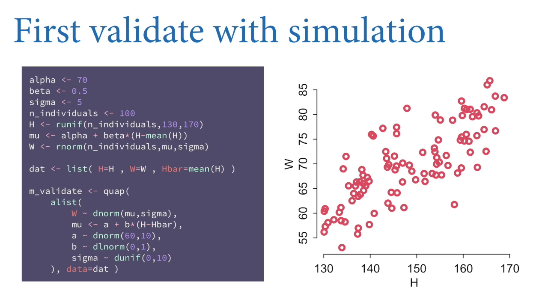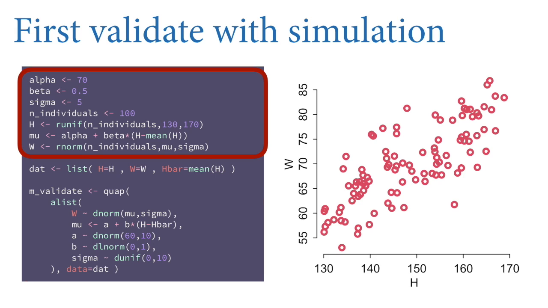Okay, and then this is all the code you need. First, we're going to do validation. So the top part of the code on this slide is a simulation, the same kind of simulation code we had before. I've just compressed it. I pick an intercept, in this case 70, which means that when an individual has average height, the expected weight is 70 kilograms, a slope of 0.5, and a standard deviation of 5 for the scatter around that expectation. And we simulate 100 individuals, and they're shown on the right-hand part of this slide.